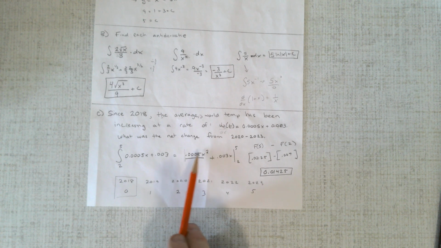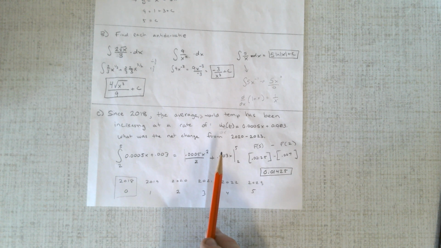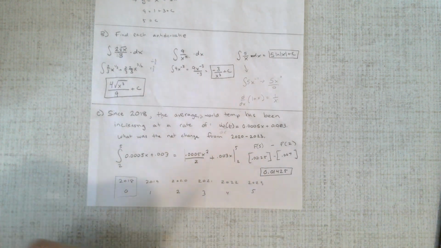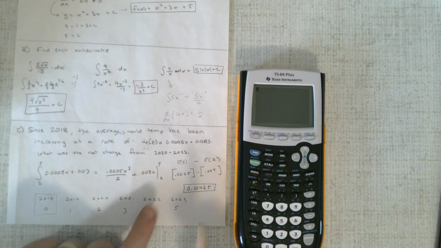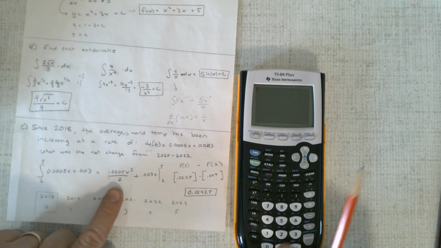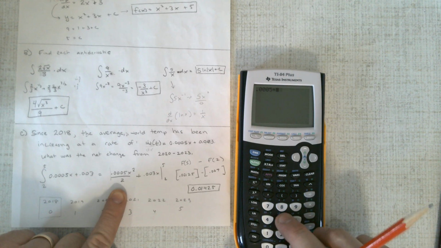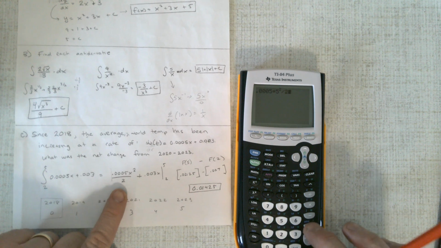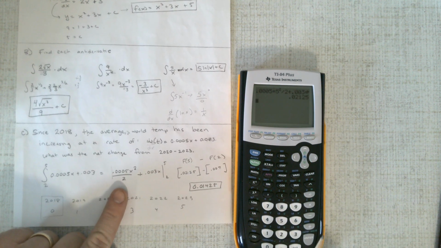Integrate it, and then after you find the integration, put this here, and then what you're going to want to do is use your calculator just to get this, and I'm going to do this all in one step, and you can definitely do this on a scientific calculator. I'm going to plug in 5 here, and it's going to be 0.0005 times 5 squared divided by 2 plus 0.003 times 5.